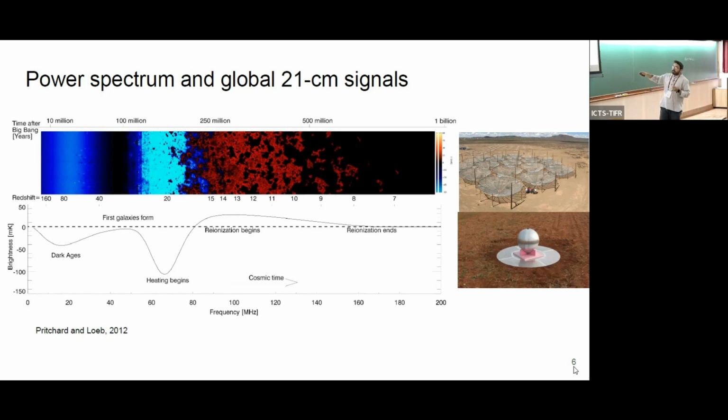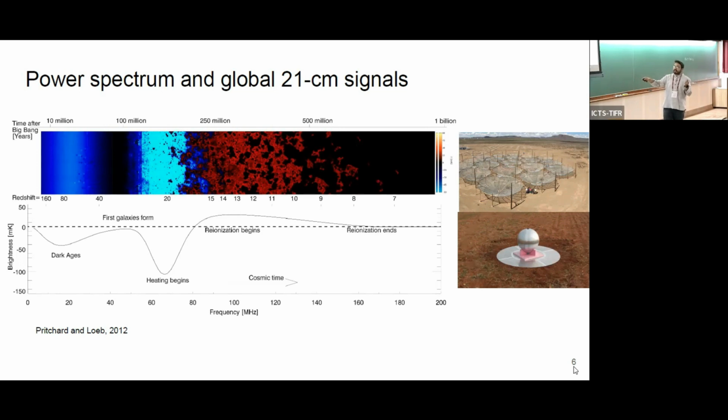What you could also do is take a mean across this, the spatial axis, and get a single number of what's the mean intensity at a given redshift. And that's the plot that's shown below. So this is what we call a sky average signal, or the global 21 centimeter signal. So most of my talk would focus on this part.